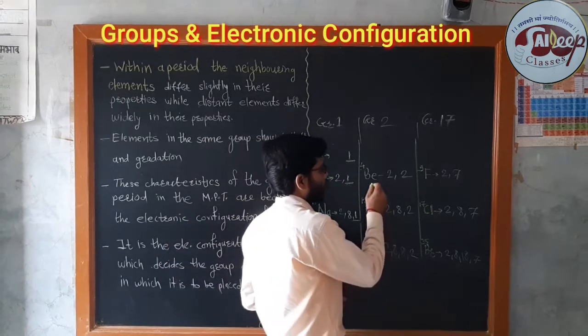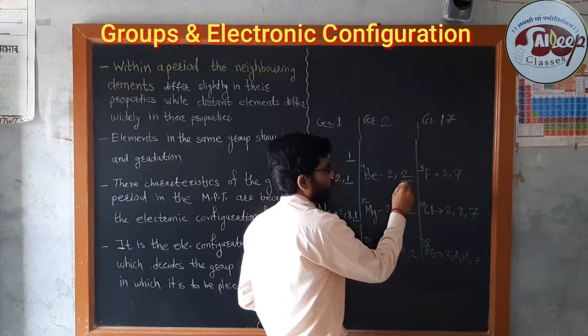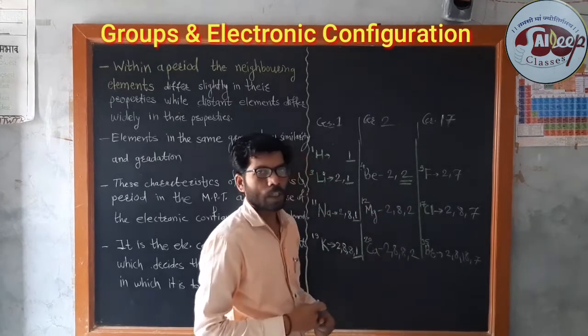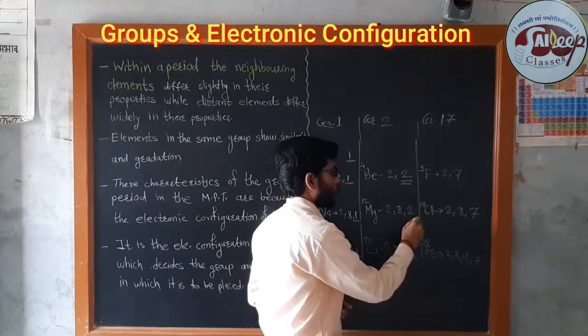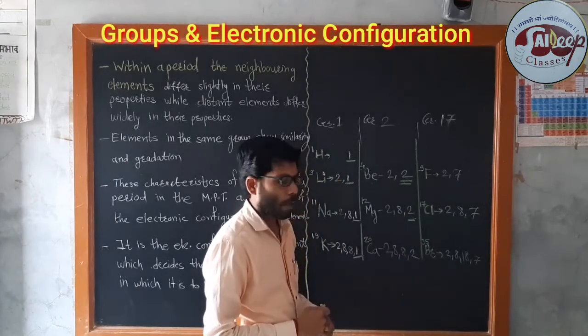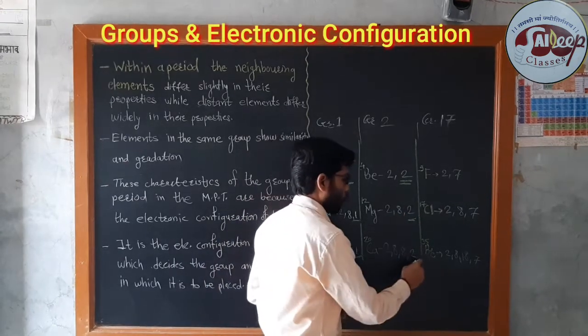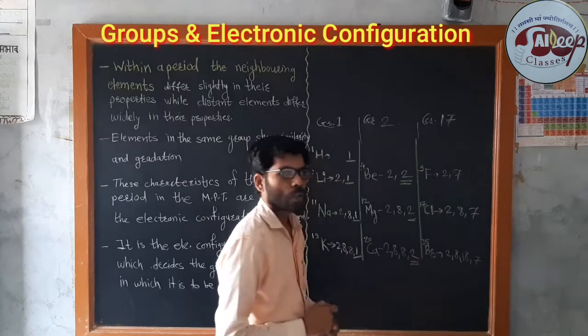When we observe the valence electrons, beryllium's valence electron is 2. Valence electron is 2 in magnesium. In calcium also, valence electron is 2.